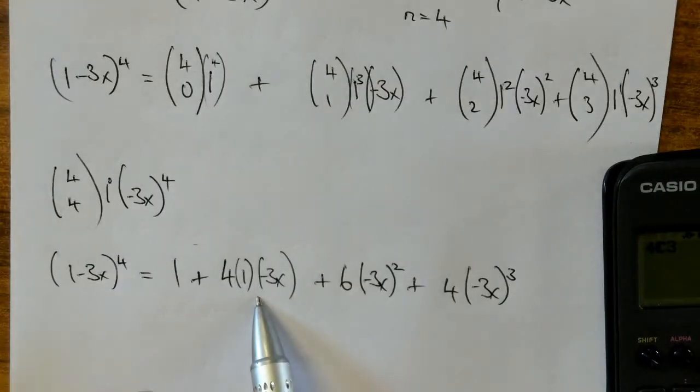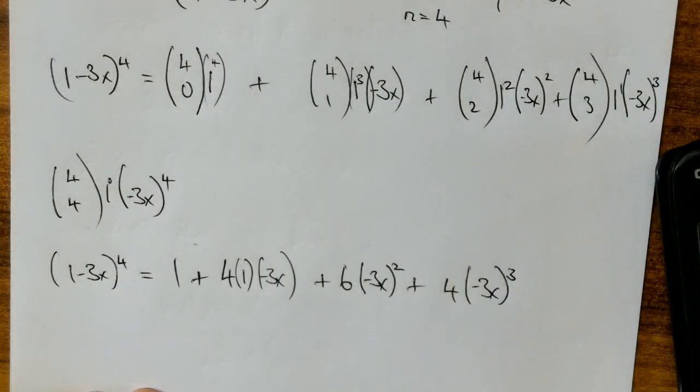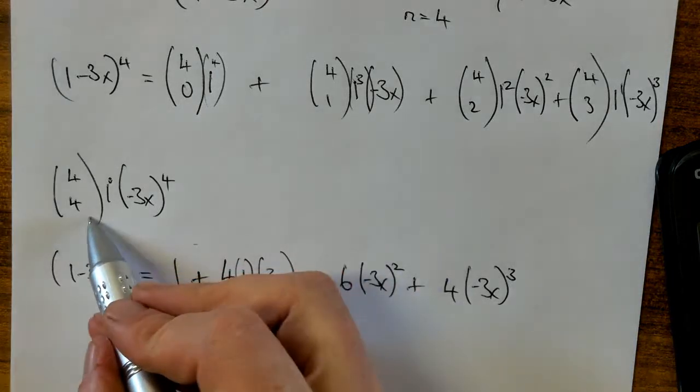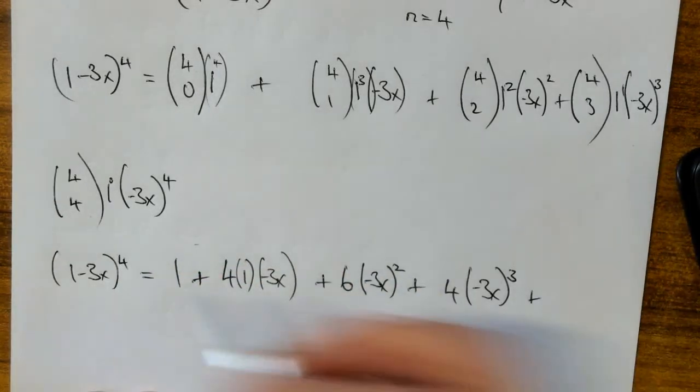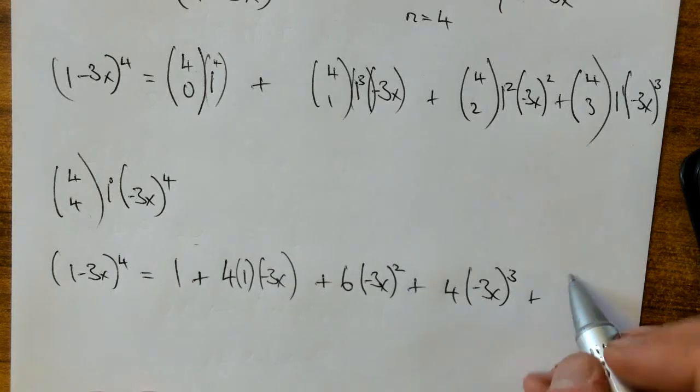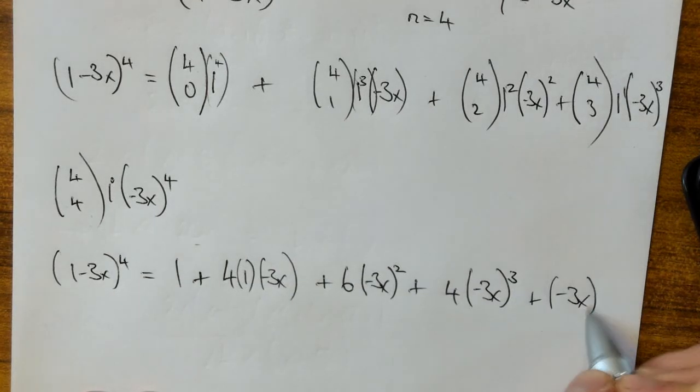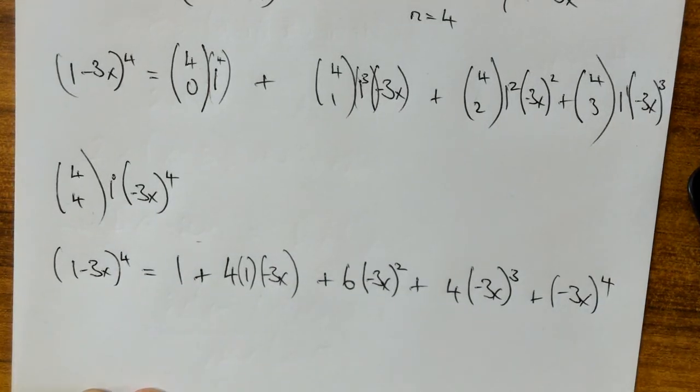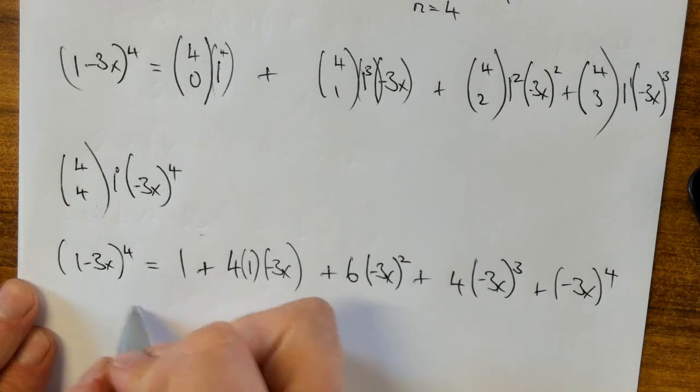And finally, my last one is going to have a coefficient again of 1. This is going to give you a coefficient of 1, and then 1 to the 0 is still just 1, and so it's just going to be minus 3x to the 4. So there are all my terms. Now I just have to tidy them up.